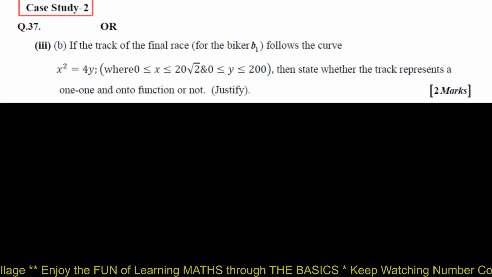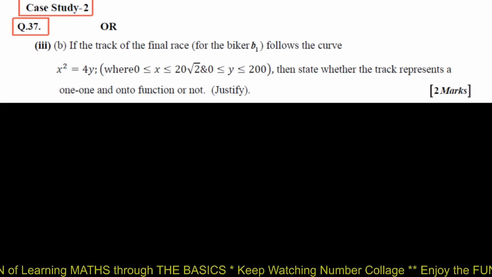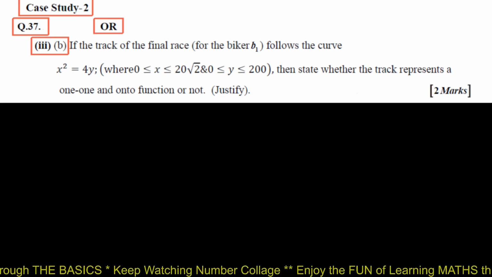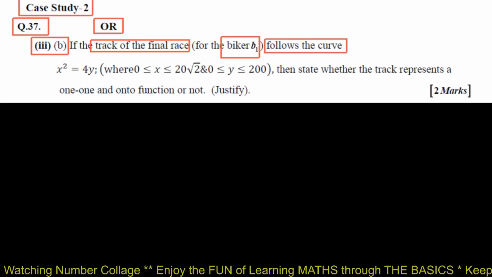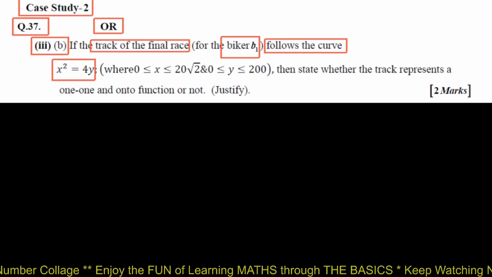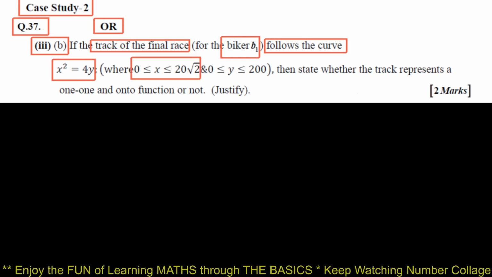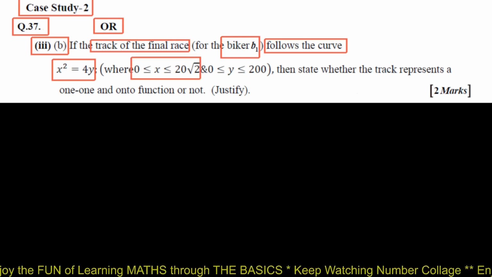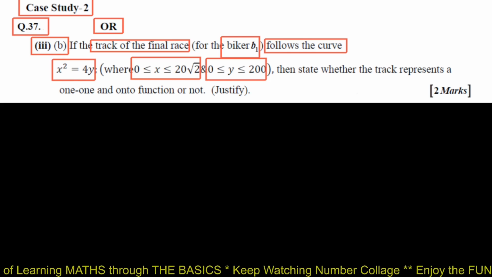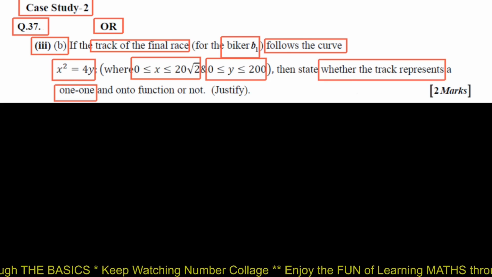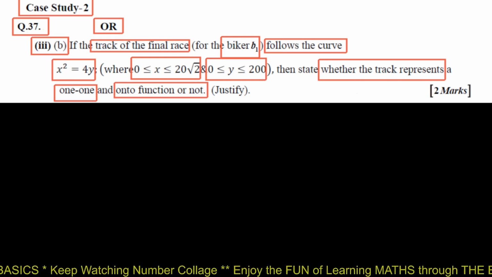Case study 2, question number 37, optional question 3B. If the track of the final race for the biker B1 follows the curve x square equals 4y, where x is between 0 and 20 root 2 and y is between 0 and 200, then we have to state whether the track represents a one-one and onto function or not, and we have to justify our answer.